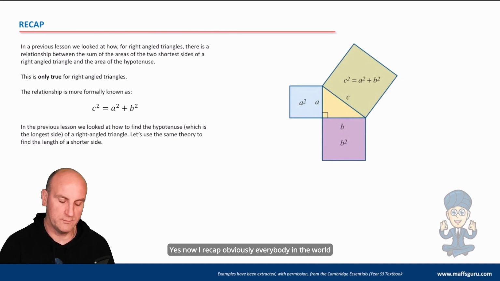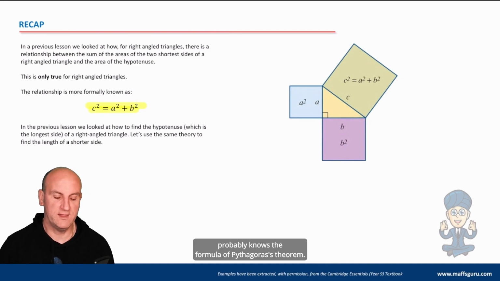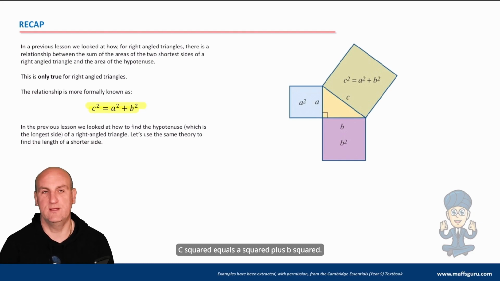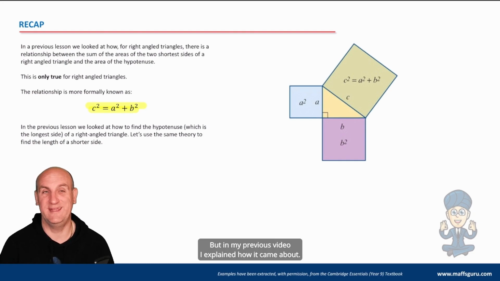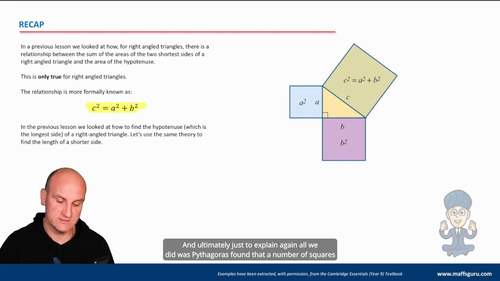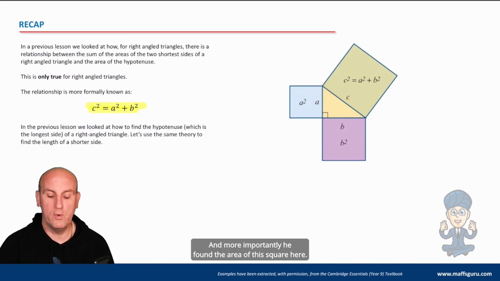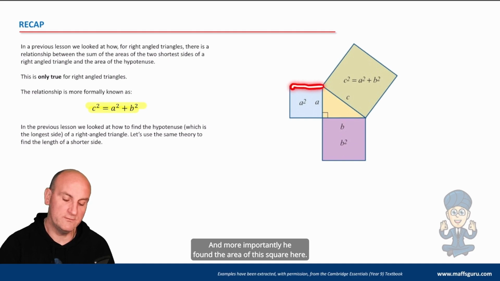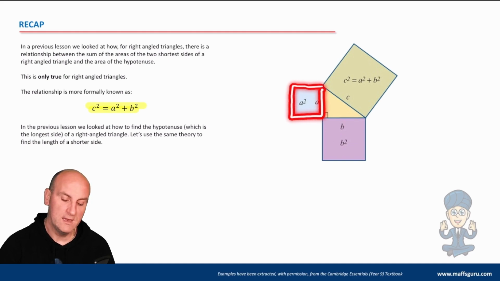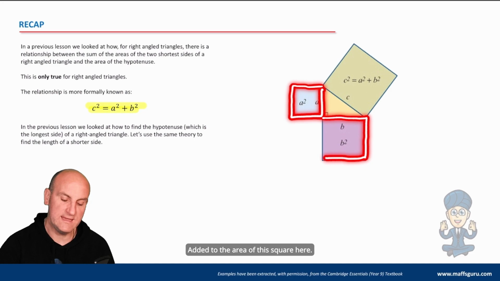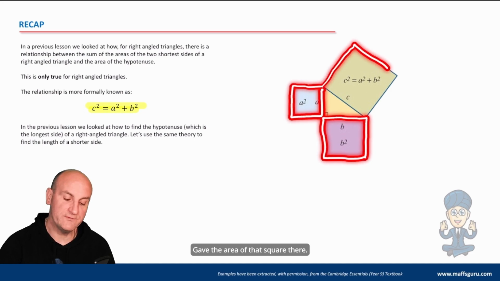Obviously, everybody in the world probably knows the formula of Pythagoras' theorem: C squared equals A squared plus B squared. But in my previous video, I explained how it came about. Ultimately, Pythagoras found that a number of squares, when put together, created a right angle triangle. And more importantly, he found that the area of this square here added to the area of this square here gave the area of that square there.